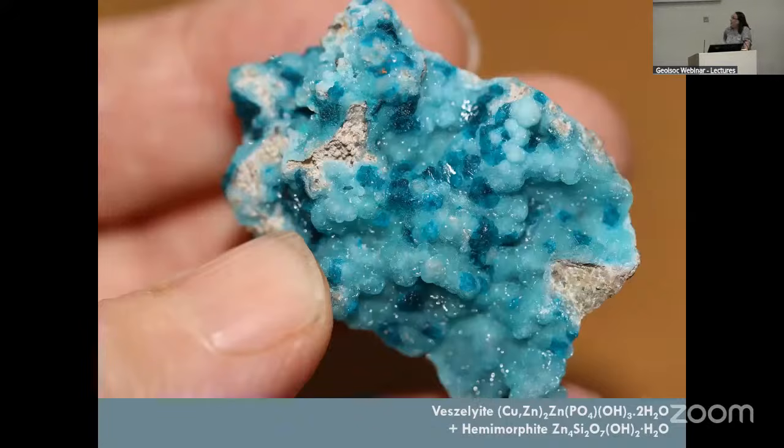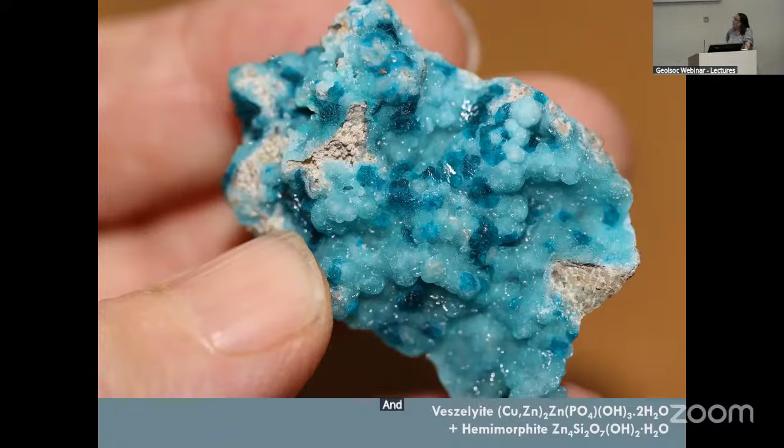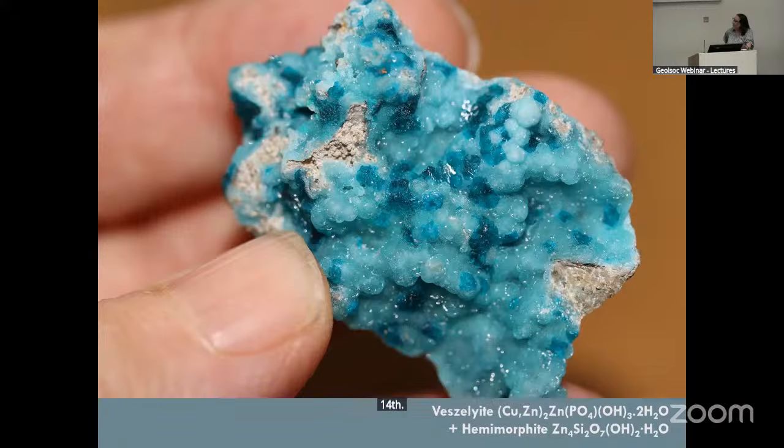This is vivianite, which is a copper zinc phosphate, and also hemimorphite, which is zinc silicate. Vivianite is the blue, and the zinc is the more greeny. The hemimorphite is the more green. And I've just included this because it's one of the most recent minerals to be identified in pigments, and it was used in certain areas of the Atacama Desert in the Mayan classical period, which creates for about the 14th, 15th century Common Era.